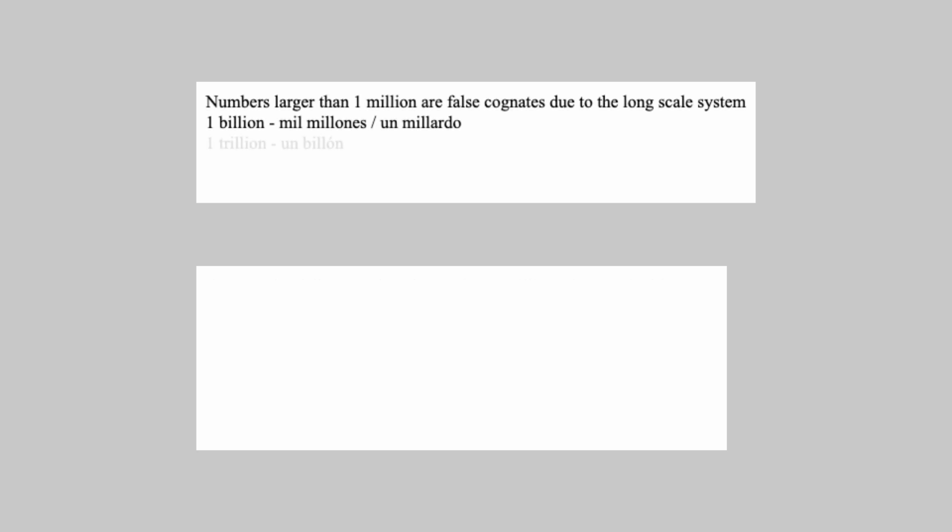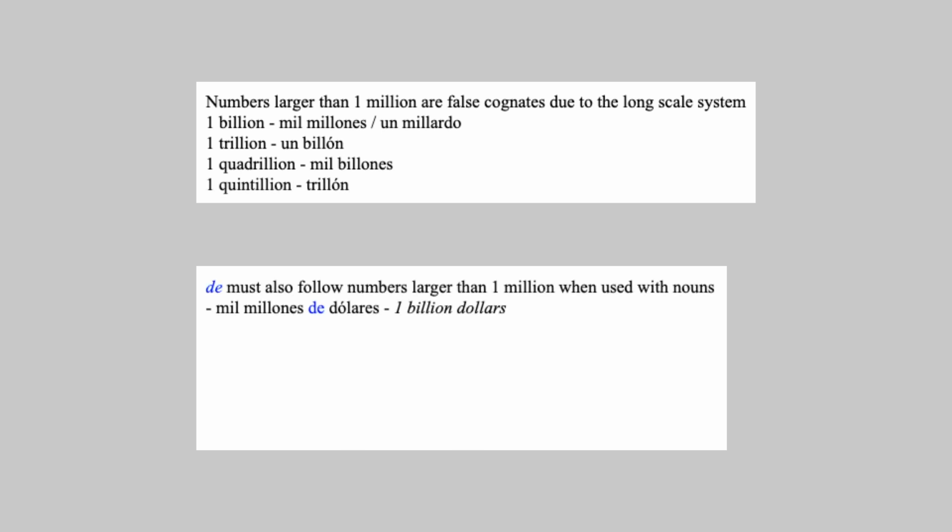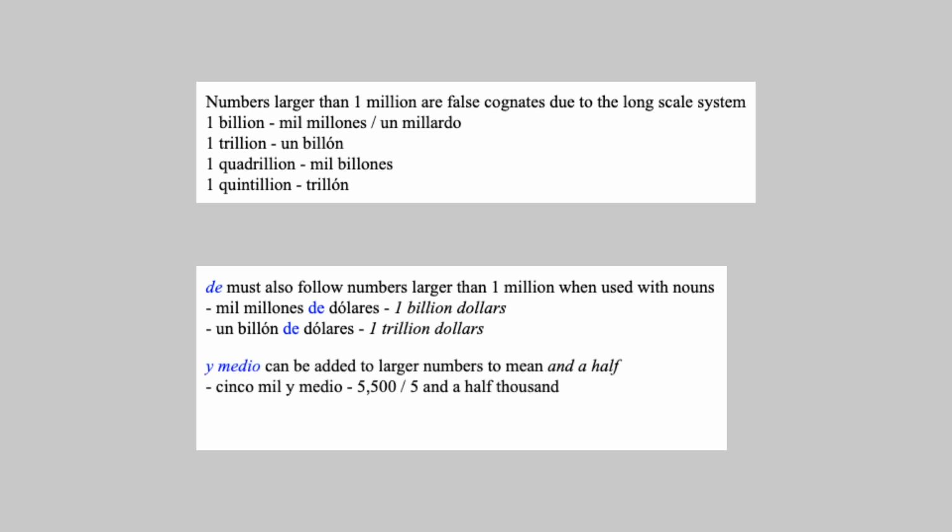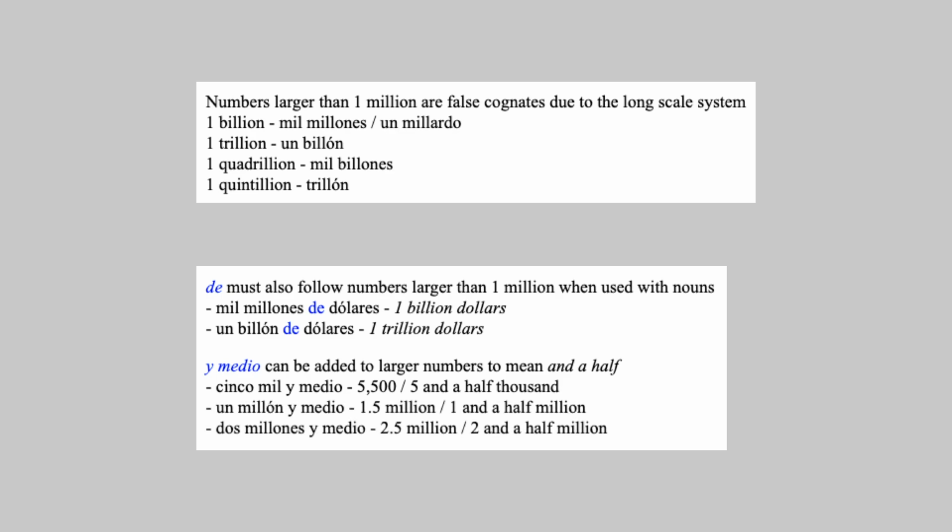Numbers that are larger than 1 million are false cognates because of the long scale system. You must also place de after numbers larger than 1 million when used with nouns. You can add y medio to larger numbers to mean and a half.